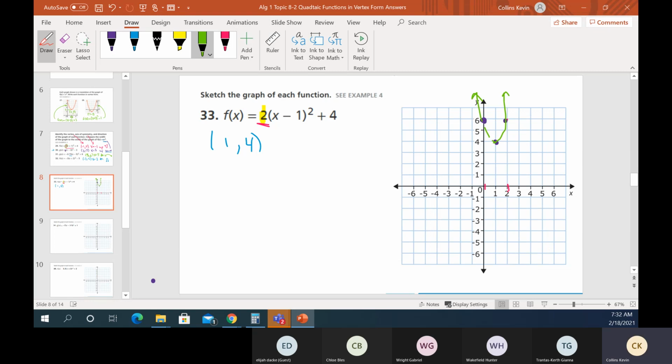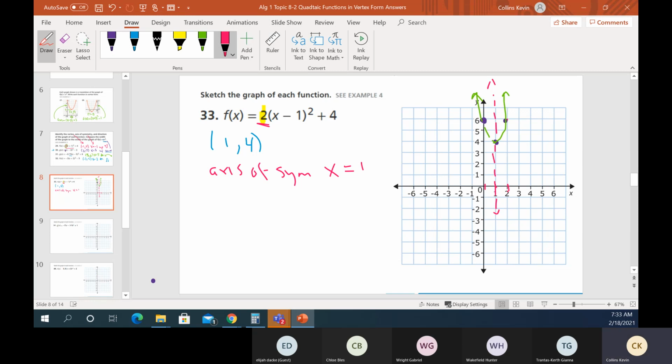And then if you want to just kind of spike the ball and say, well, I also know that the axis of symmetry is just x equals that first number. So you could have an axis of symmetry here as well. It just goes up through here. And again, that just kind of divides it into 2 mirror images. Okay? But you don't really need that for the graph.